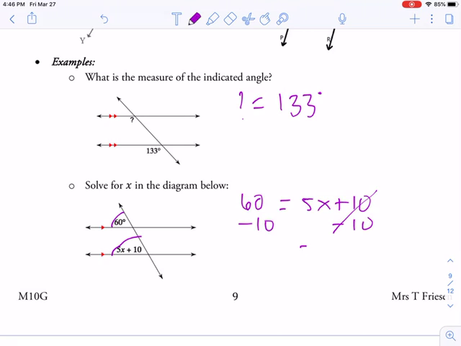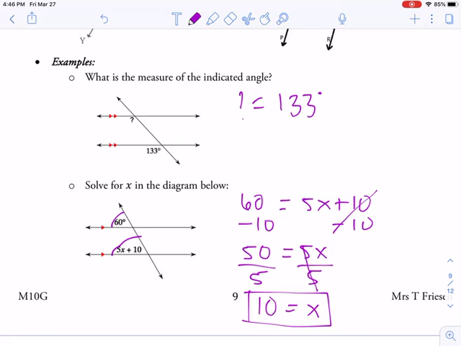Okay, and that's going to give me 5x is equal to 50. And then last but not least, to get rid of the coefficient, I'm going to divide by it, right? So 5x divided by 5 will just give me x, and 50 divided by 5 is equal to 10. So x is equal to 10, which is what the question asked us to find.